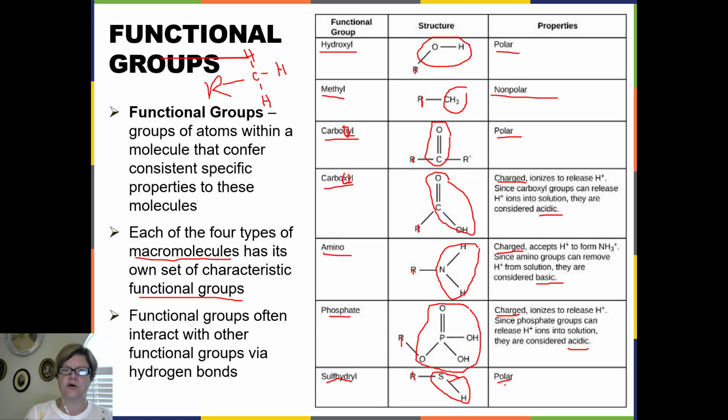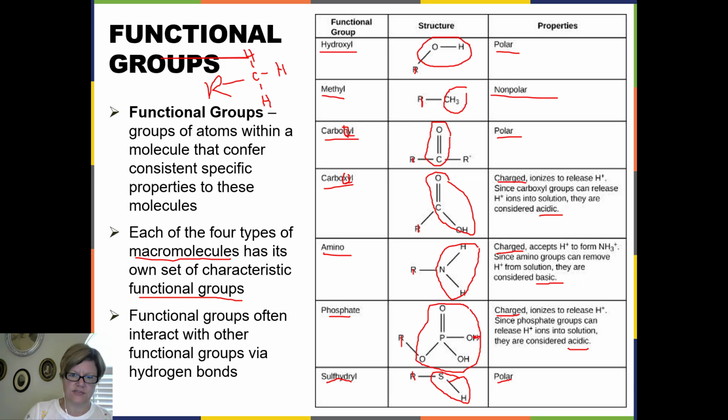You got it, hydroxyl OH, it's polar. Methyl CH3, it's nonpolar. Carbonyl, C double bond O, polar. Carboxyl, usually we say COOH for carboxyl, even though it's C double bond O, OH for carboxyl, charged and acidic. Amino, NH2, charged and basic. Phosphate, H2PO4. How do you like that? It is charged and acidic, although a lot of times people ignore the hydrogens.